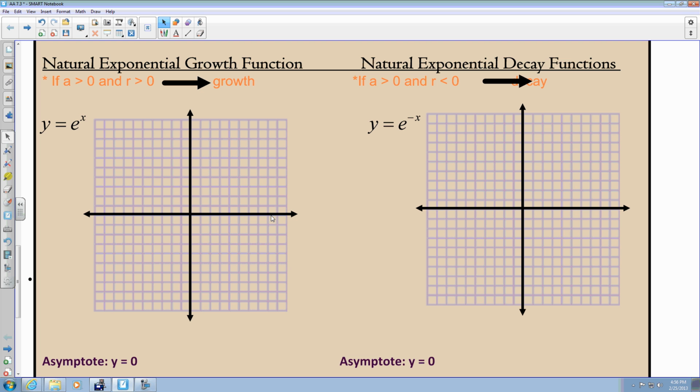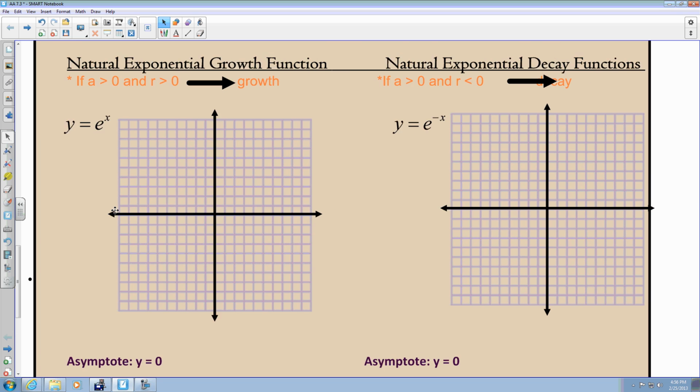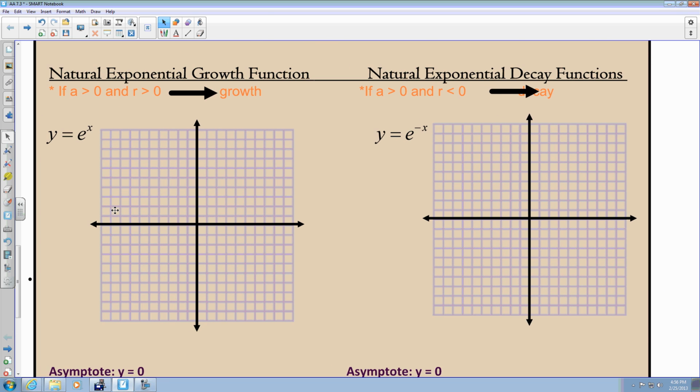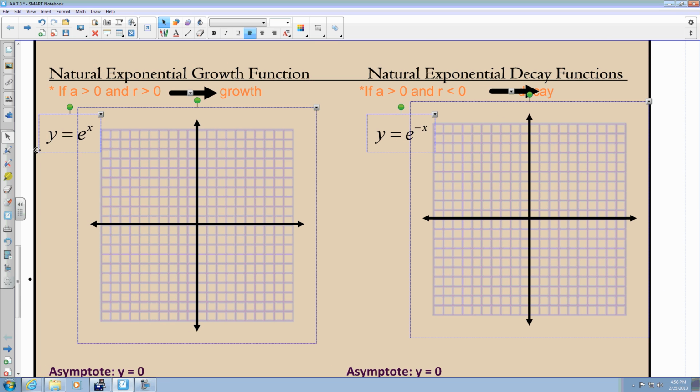Okay. When we're dealing with the natural base e, it still shows up in some cases as exponential growth and exponential decay. The one fine difference is that if our value in the exponent is positive, then it's going to show growth. If it's negative, then it's going to show a decay.